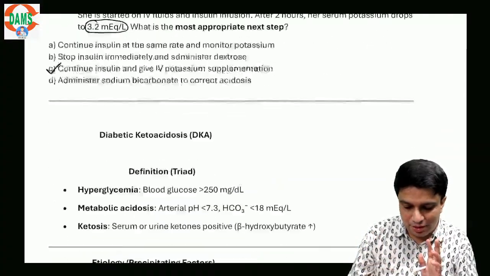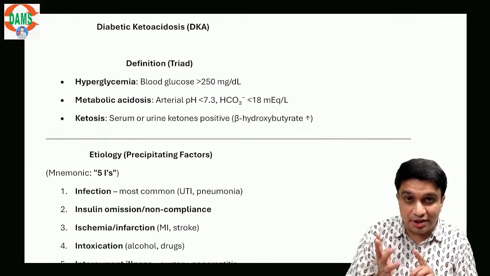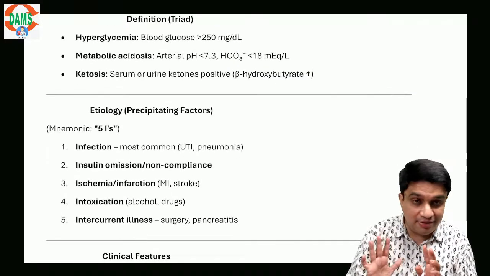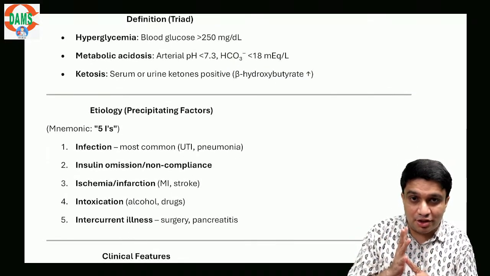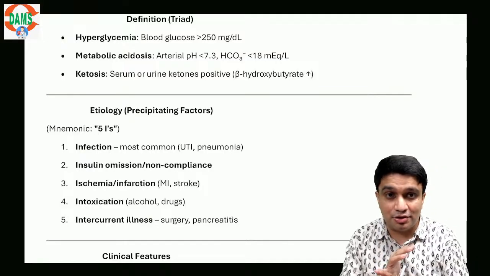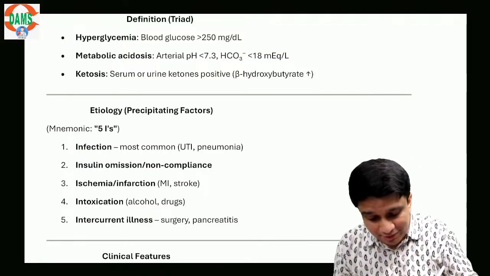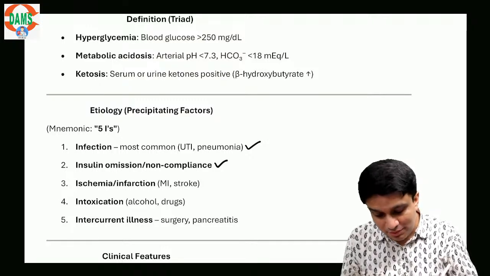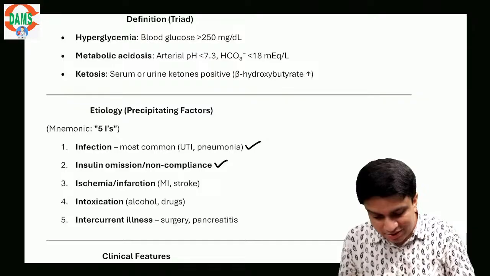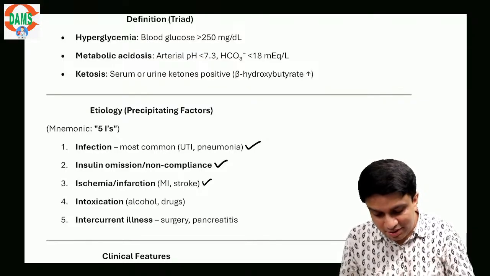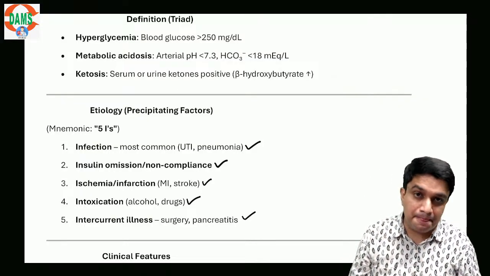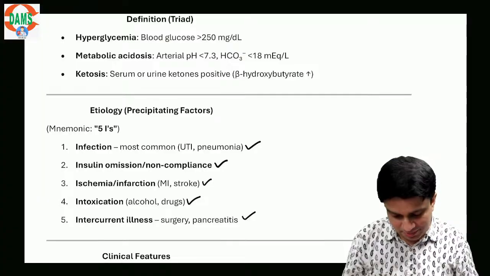So DKA, you know the definition, the pH and ketosis. And don't forget my 5 I's which come very often. What is infection? I used to tell 3 I's, now there are a total of 5. Infection, most common cause. Insulin omission, non-compliance. Not infection, this insulin infusion. Ischemia and infarction, intoxication, and intercurrent illness like pancreatitis and surgery, where the insulin demand increases actually.